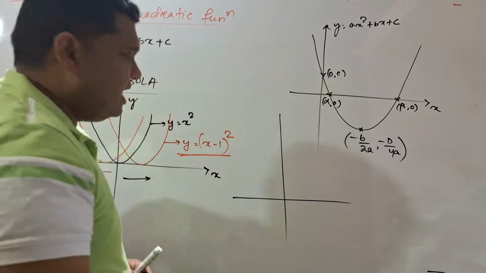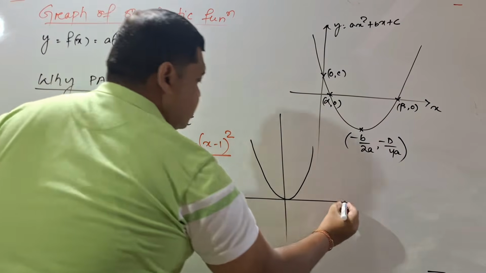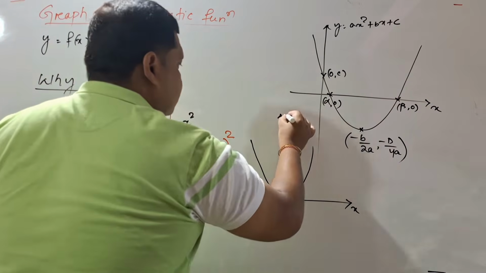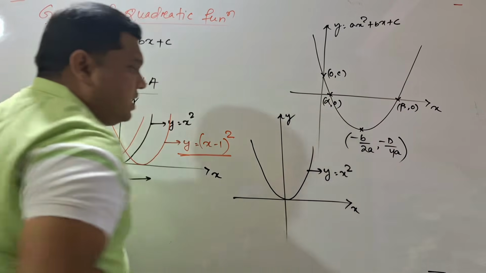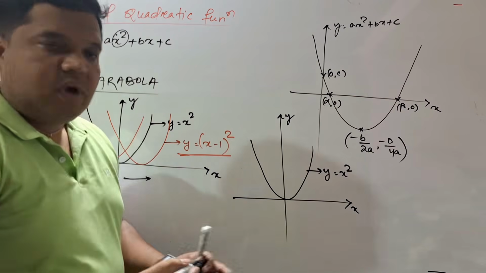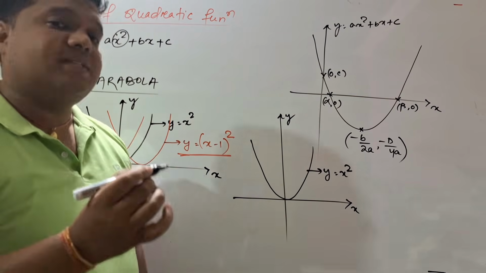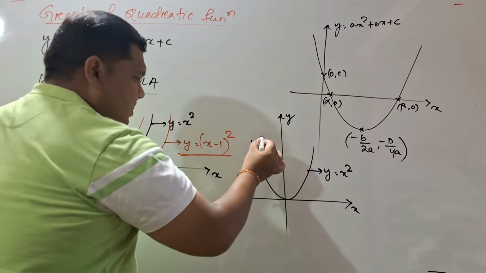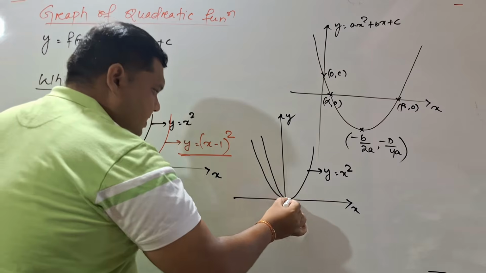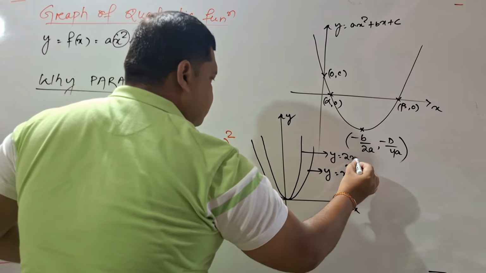What is amplitude scaling? Look here. This is y equal to x square. Here this is x axis, this is y axis, and this graph is y equal to x square. Now suppose amplitude scaling. Amplitude scaling means I am going to discuss or draw the graph of 2x square. Y equal to 2x square. Here y is equal to 2x square.